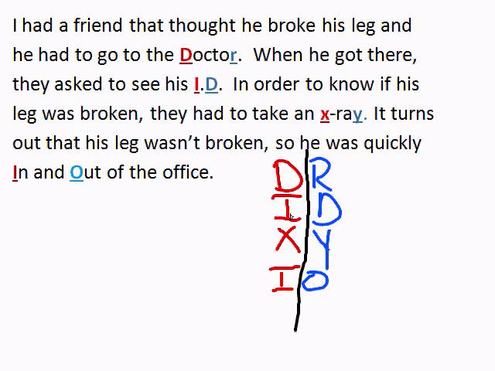So the domain are all of our independent variable values, which are usually all of our x values, which are our inputs. The range are all of our dependent values, or all of our y values, which are all of our outputs.